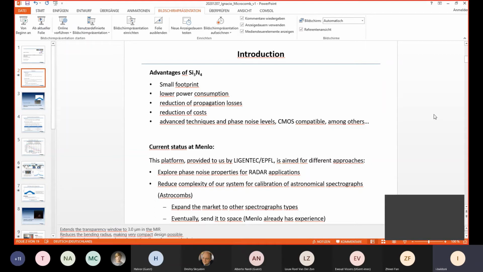And we have two main approaches. First of all, to explore the phase noise properties for radar applications. And a second one, more complex, is the reduction in the cost, the size, and also in the complexity of our current calibration for astronomical spectrographs systems, also known as astrocombs. Moreover, what we want to accomplish with all this is to expand the market to other types of spectrographs, and eventually we would also like to send this to space, given that Menlo already has some experience in this field.